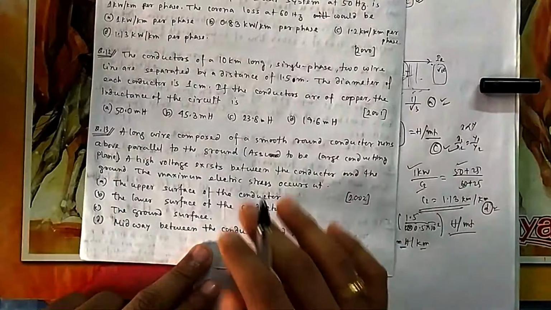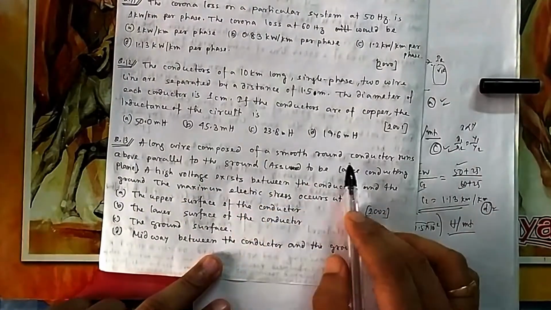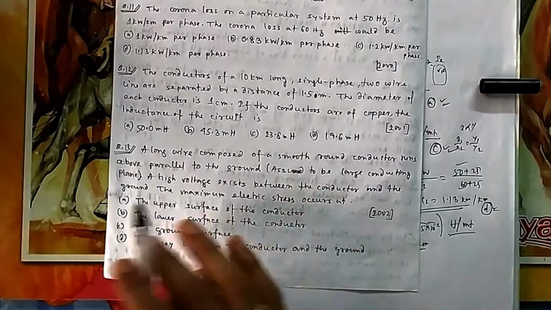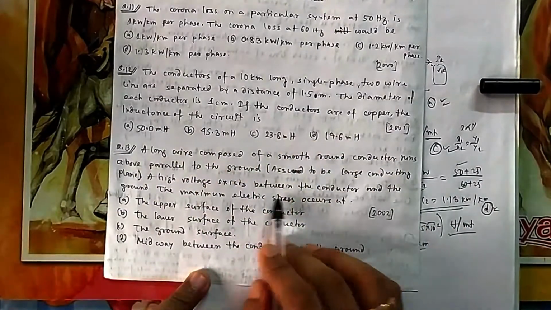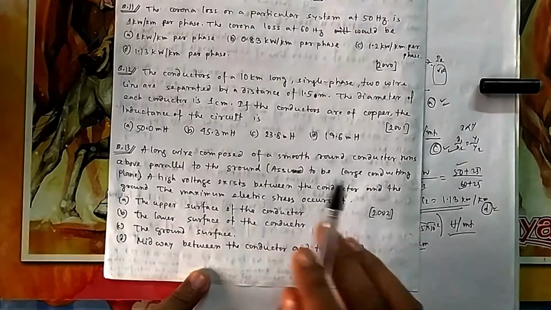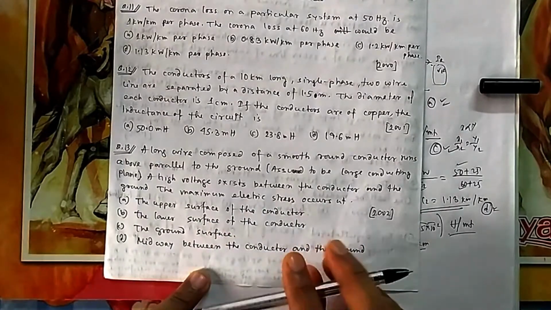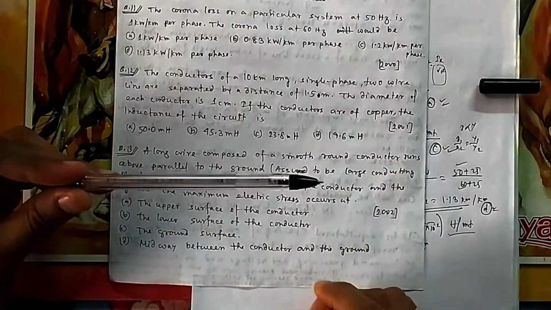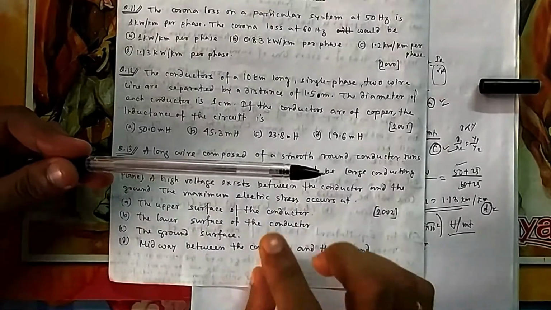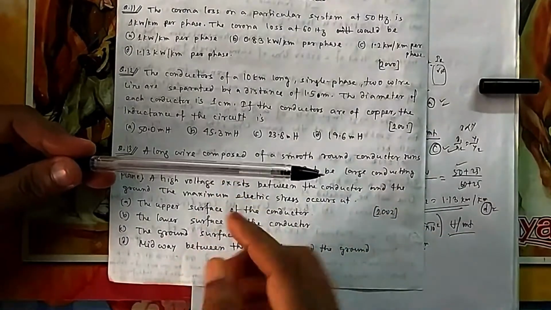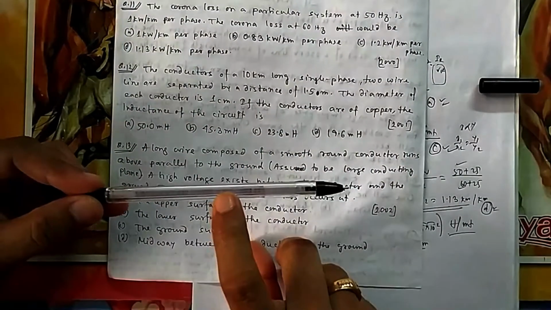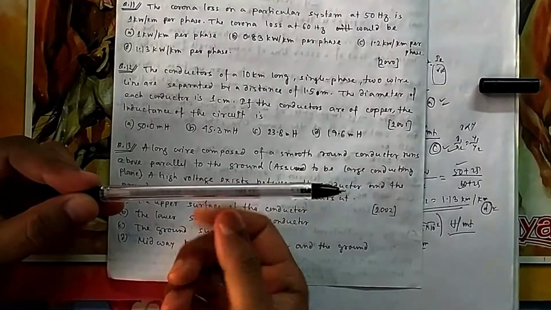Now if you come to 13: a long wire composed of a smooth round conductor runs above and parallel to the ground, assumed to be a large conducting plane. A high voltage exists between the conductor and the ground. The maximum electric stress. Now suppose this is your conductor and this is your ground. So where will be the maximum stress? Maximum electric stress will be where the potential difference is maximum. So if you see, this is your ground at 0 potential, and this is at suppose 220 kV. So at this point the distance is high. If you come to the bottom point, the distance is very small.